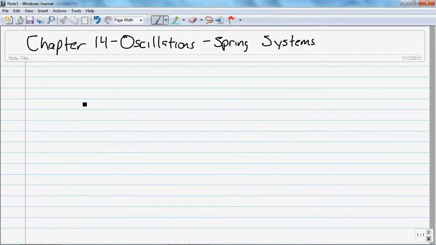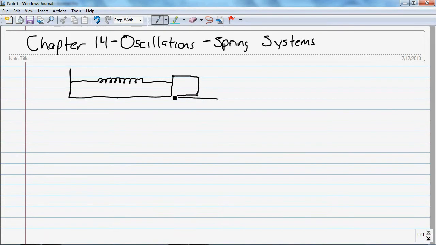In this video we're going to discuss our spring systems. So let's imagine a spring connected to a board, and we're going to look at horizontal springs. This will also apply for vertical springs, which you'll be looking at in your lab. So we have some mass, and let's say that this mass has been pulled out.